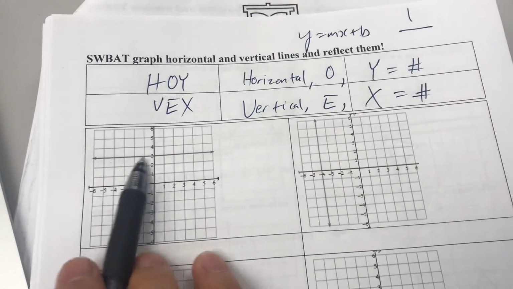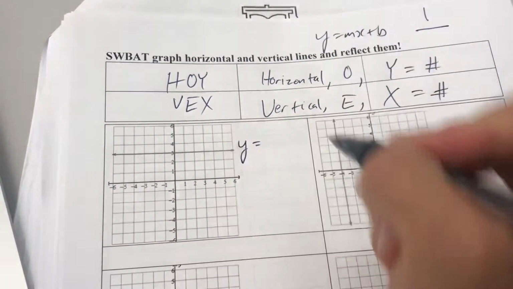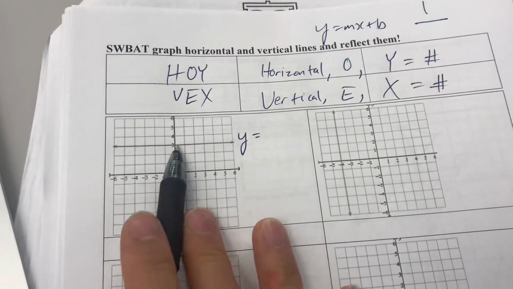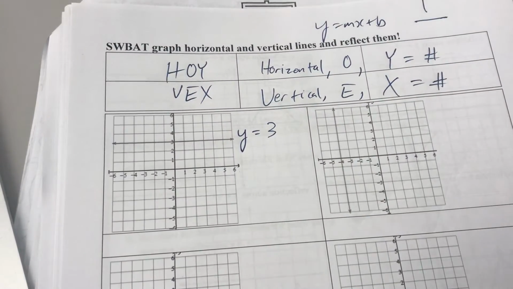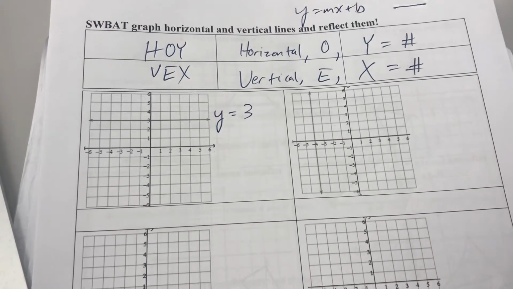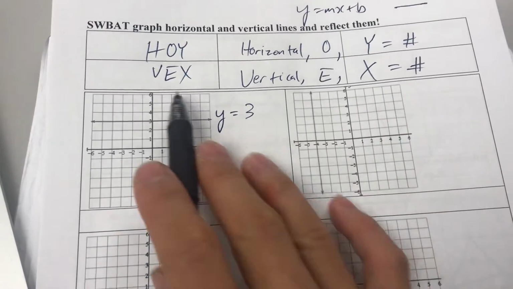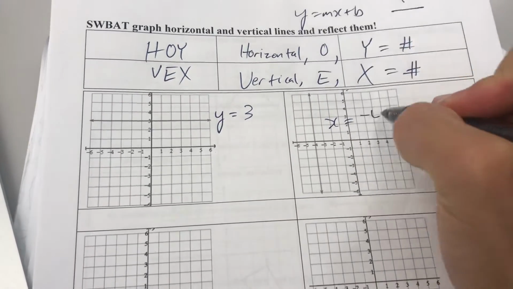Notice how this is horizontal. Because it's horizontal, I think Hoy, I know it's going to be y equals, and then look at the number that it hits, y equals 3. And so the equation of this line is y equals 3, that's it. This line right here, x equals, right? Let's just say it's vertical. Vertical means it's got to be x equals, and it hits -4, so it's x equals -4.